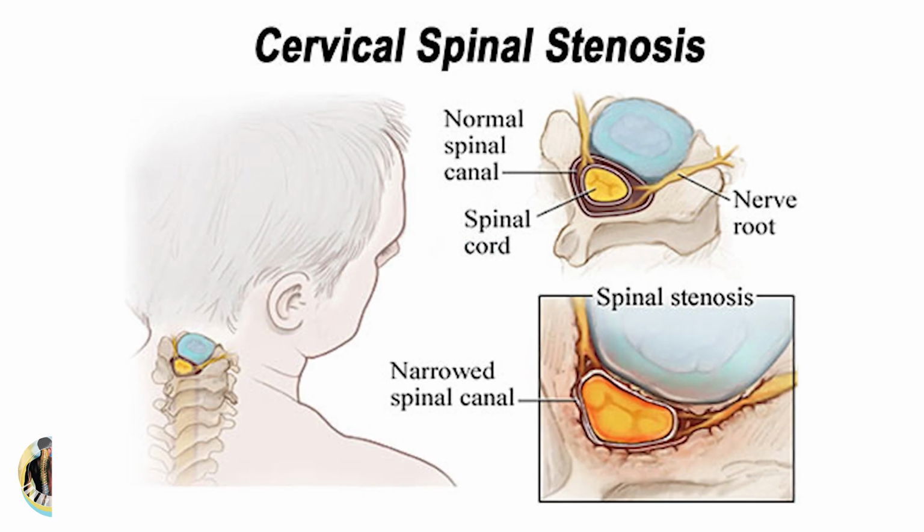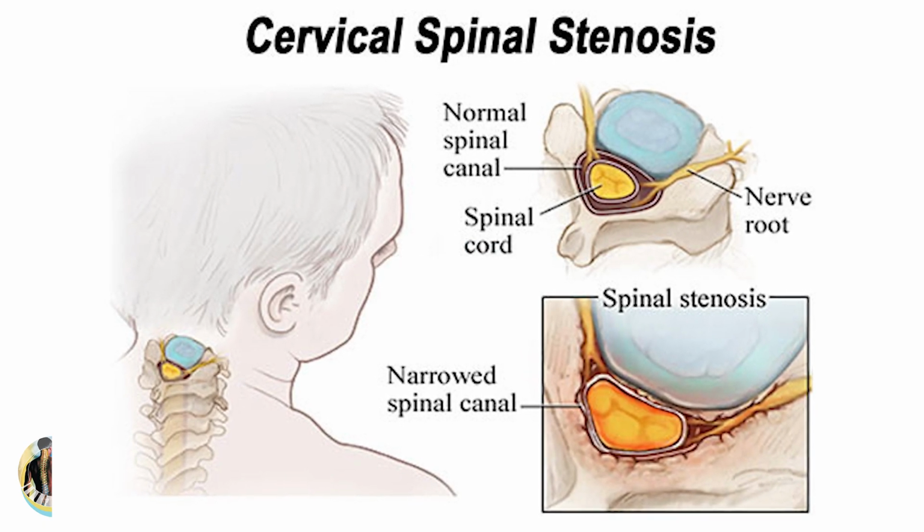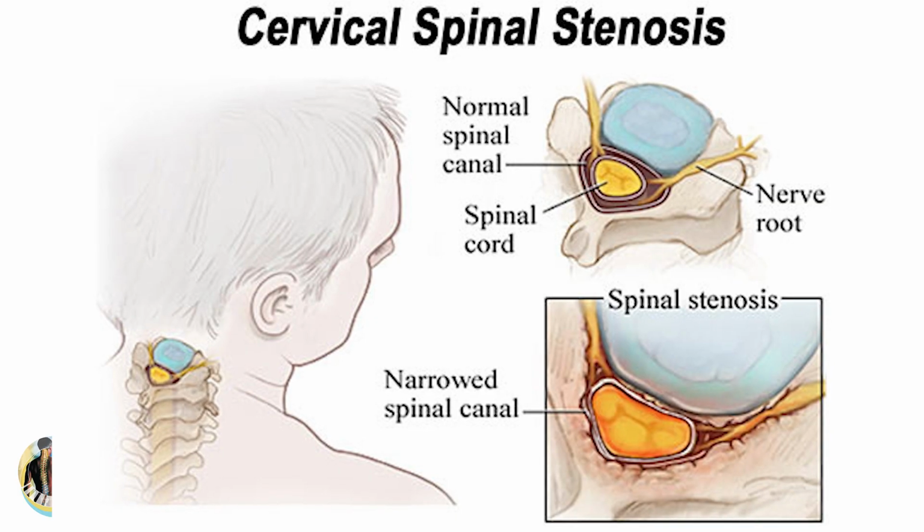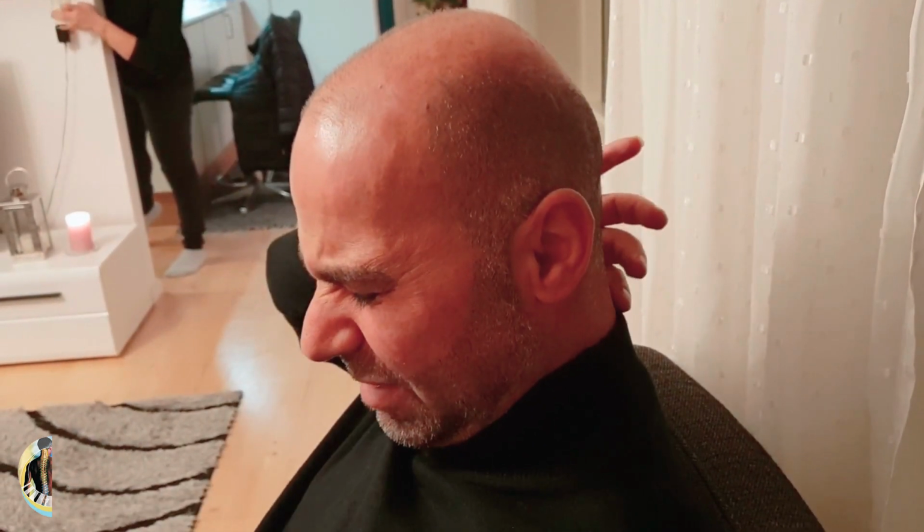Bone spurs can grow into the spinal canal, where the spinal cord travels, leaving less space for the spinal cord. Compression of the spinal cord can cause weakness, strength loss, pain, and other symptoms.